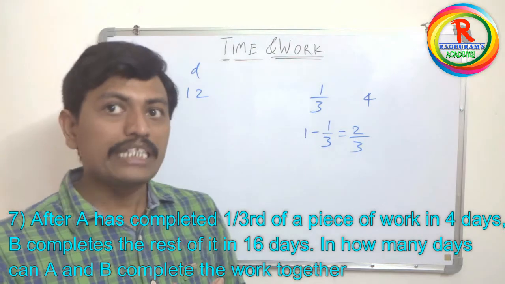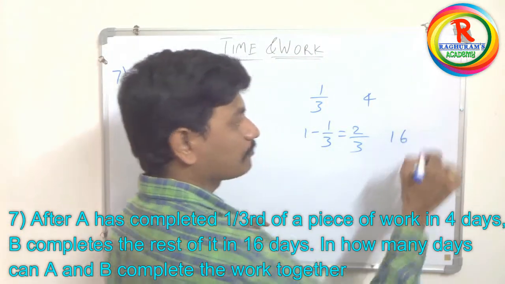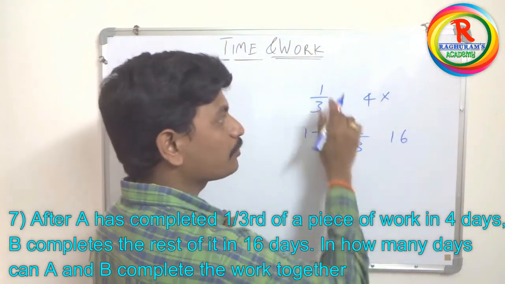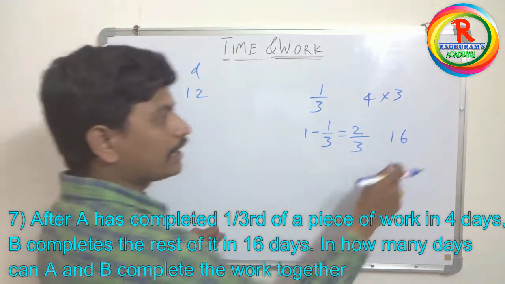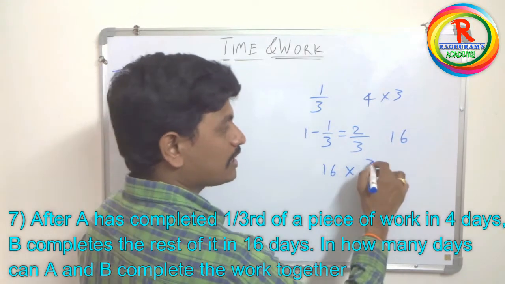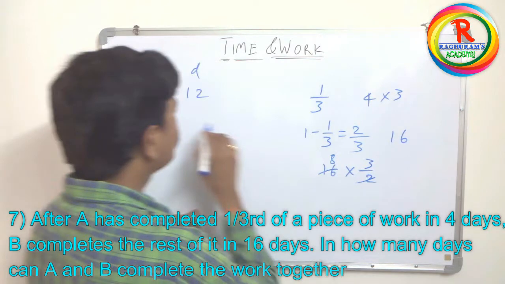The remaining work, B completes the work in 16 days. 1/3 of the work is completed in 4 days. That is 4 into reciprocal is 3. 4 threes are 12. We have already taken. Here 16 days, 2/3 of the work. Reciprocal is 3 by 2. So what's the answer? 2 eights, 8 threes are 24.